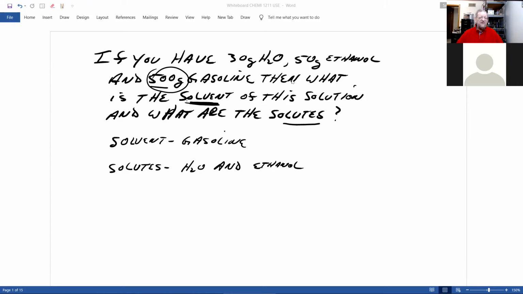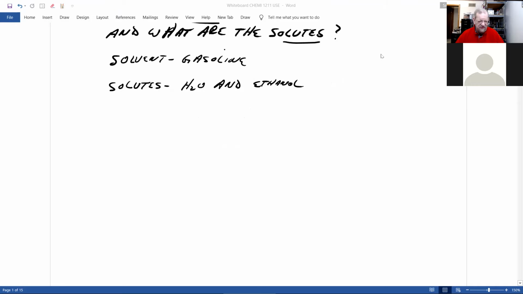All right, let's go through this again, and I'm going to write another one. If you have 30 grams of water, 50 grams of ethanol, and 500 grams of gasoline, then what is the solvent of the solution? What are the solutes? Gasoline, which is present in the greatest amount, is the solvent, and the other components, water and ethanol, which are smaller amounts than 500, are the solutes.